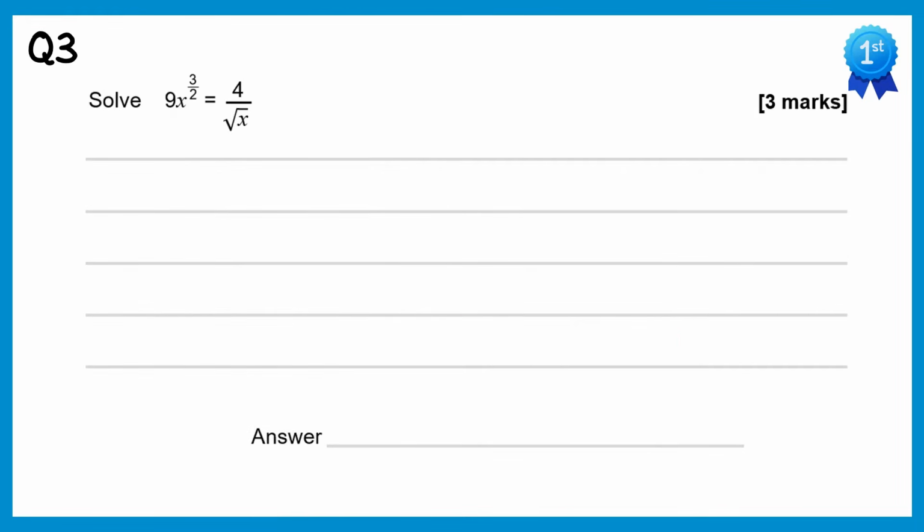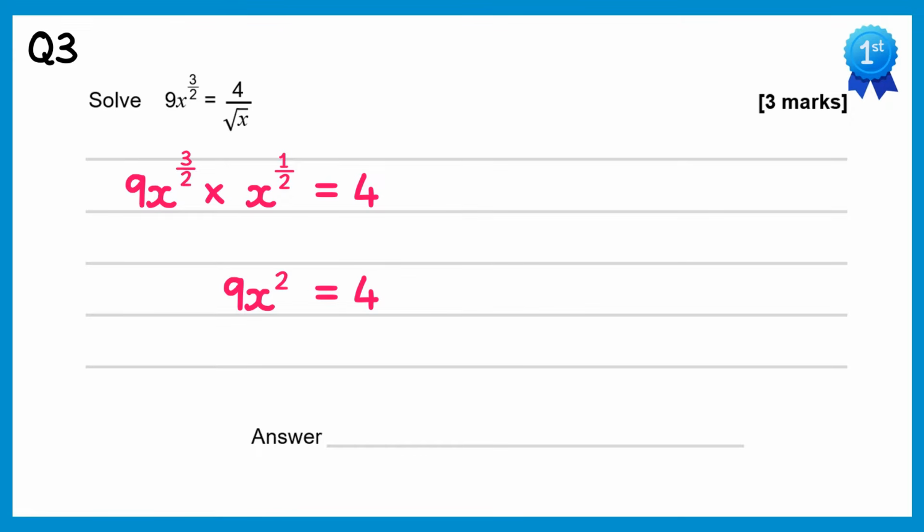I can start this question by multiplying by root x on both sides. So on the left we have 9x to the 3 over 2 and we multiply that by root x. And on the right, the root x will cancel, so we've just got 4. We can rewrite square root x as x to the power 1/2. And now we can use the multiplication law, so we add the indices, we get 9, x to the power 4 over 2 equals 4. Of course, 4 divided by 2 is just 2, so this is 9x squared equals 4.